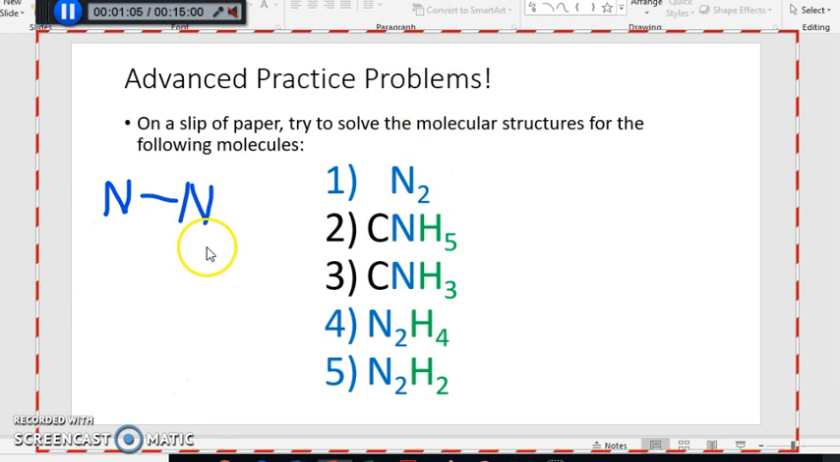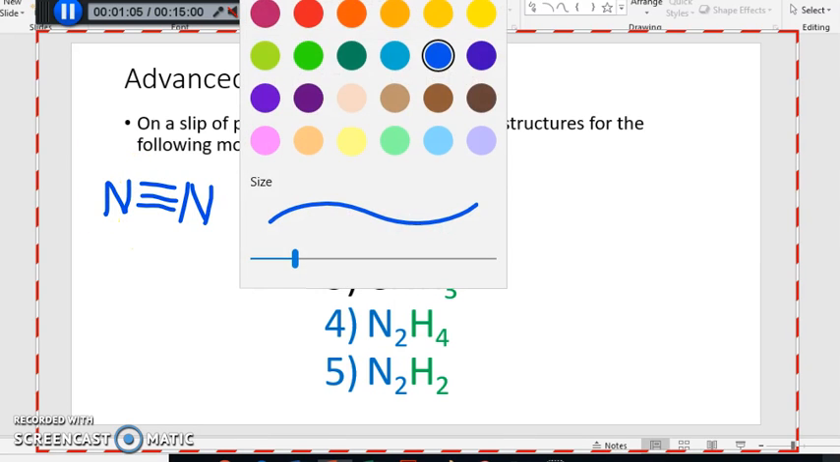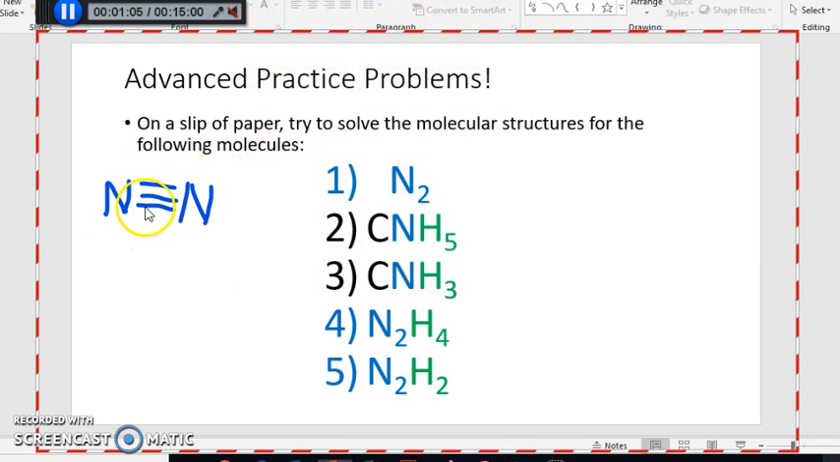So when you're in that situation, if you have no more atoms to bond, just increase the number of bonds. That's the only thing you can do. Our nitrogens now each have 3 bonds. If I look at the left nitrogen, there's 1, 2, 3 bonds. And if I look at the right nitrogen, there's 1, 2, 3 bonds. So this molecule is now satisfied.